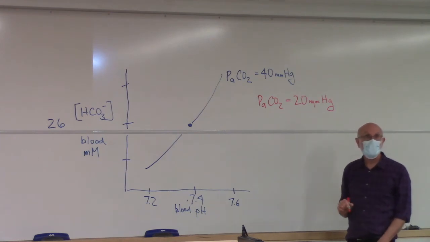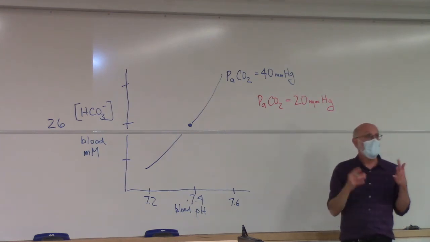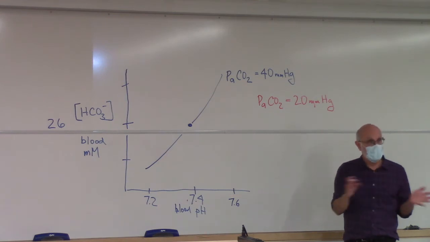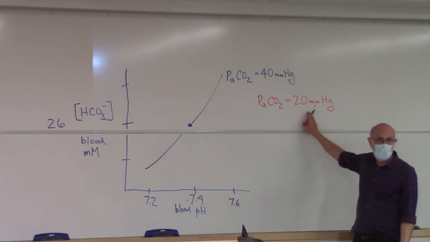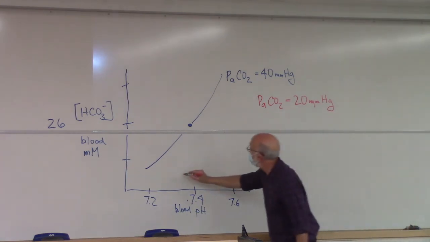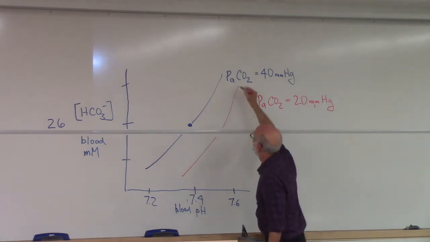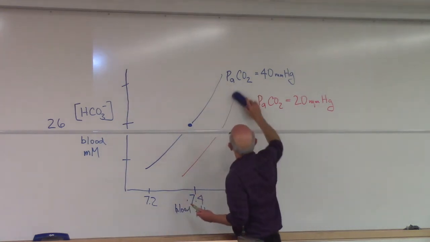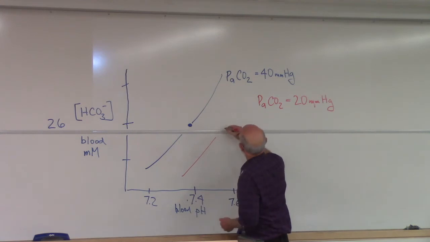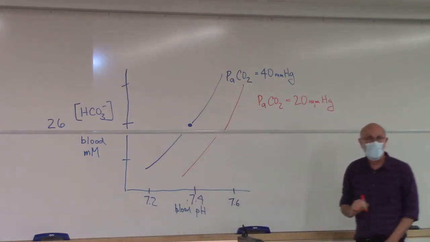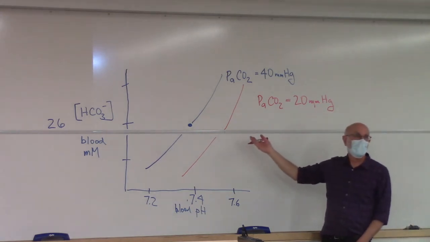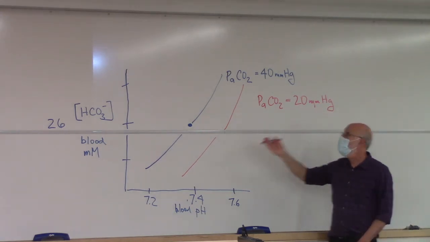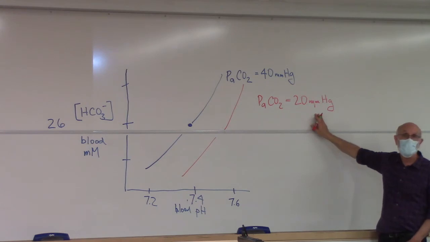So if we hyperventilate, there is a Henderson-Hasselbalch equation at this fixed partial pressure of CO2. And it looks just like this one, except that it's shifted to the right. That's the Henderson-Hasselbalch equation at this partial pressure of CO2.